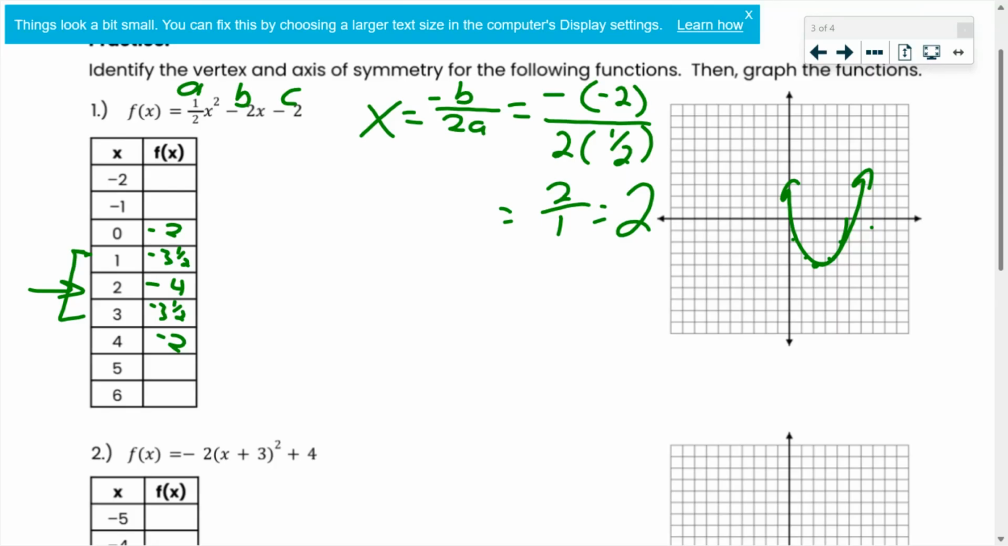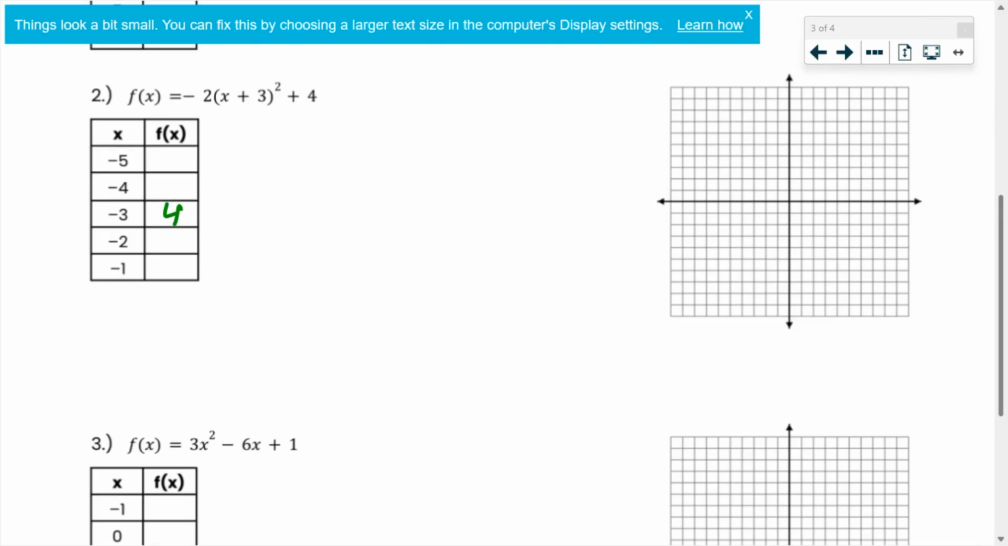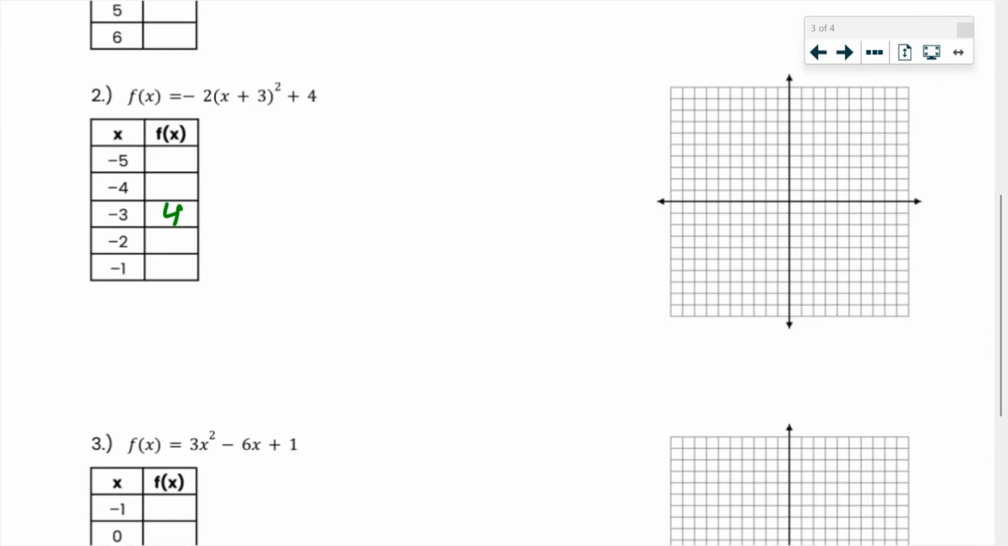Now that doesn't work for the first one. Why not? It's in standard form. I don't just have one x value in a parentheses that's being added or subtracted. I got all kinds of stuff going on in there. It's a different format. Well, for vertex form, I need to know the translation rules. The translation rule says x plus 3 means left 3. Plus 4 at the end means up 4. And then I can still use all this beautiful symmetry.